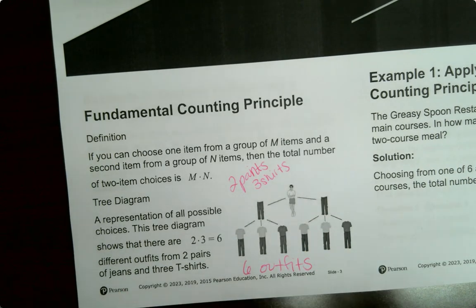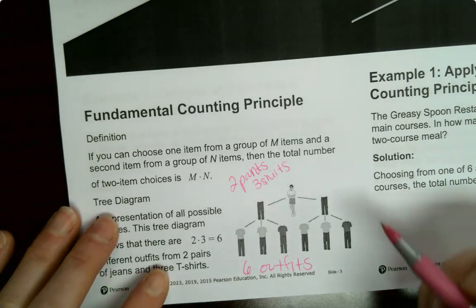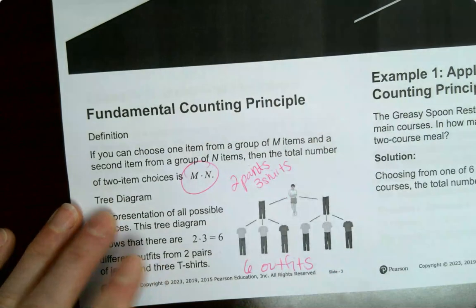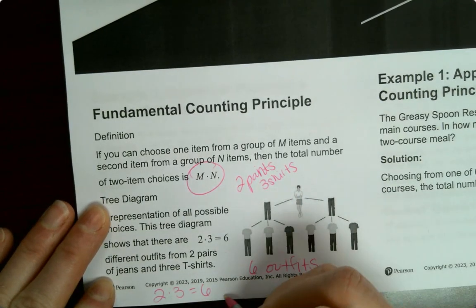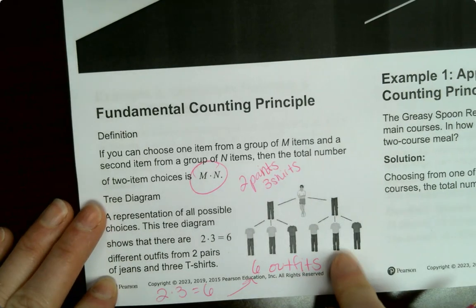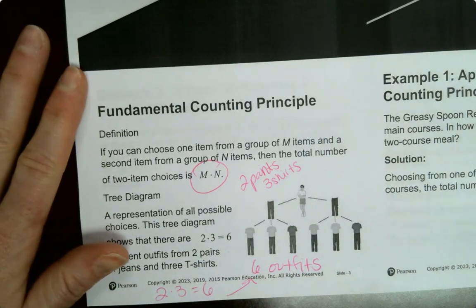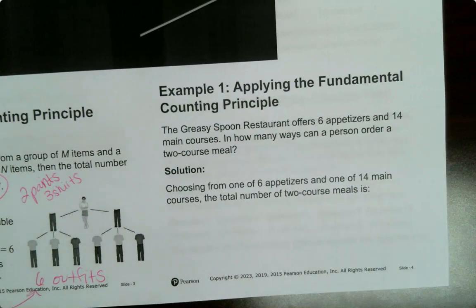So you can always make a tree diagram. That's what this is, listing them all out. Or you can use the fundamental counting principle of multiplying the outcomes. So 2 times 3 equals 6. So it's the same thing. This is just listing them out using the tree diagram. Let's look at the next example.